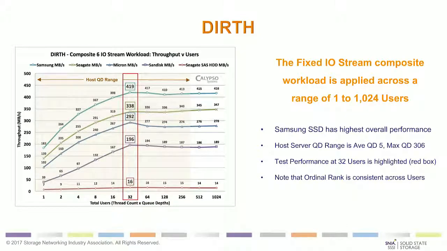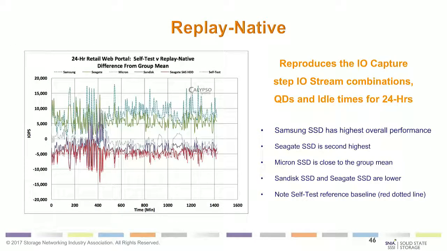And then the last one is the replay test. So here, because there's such a variance in the performance of the target server, the SAS hard drive, and the solid state drives, we did a comparison to the group mean. So 0 is the middle value, and there's one drive that's very close to the mean, whereas 2 drives are substantially higher than the group mean, and then 3 drives are lower than the group mean.